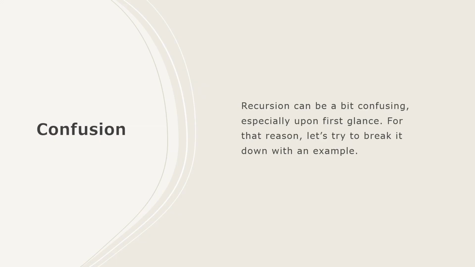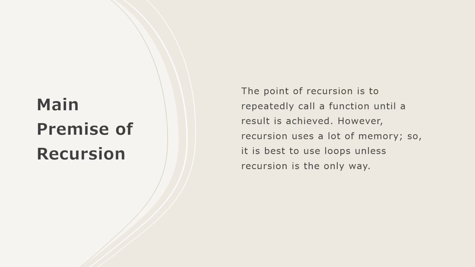So I first want to start off by saying that when I was learning recursion for the first time, it was pretty confusing for me. I was like, what in the world am I looking at? So for that reason, I'm going to try to break this down as simple as possible, and hopefully I'm successful at doing that. So the main premise of recursion is to repeatedly call a function until a result is achieved.